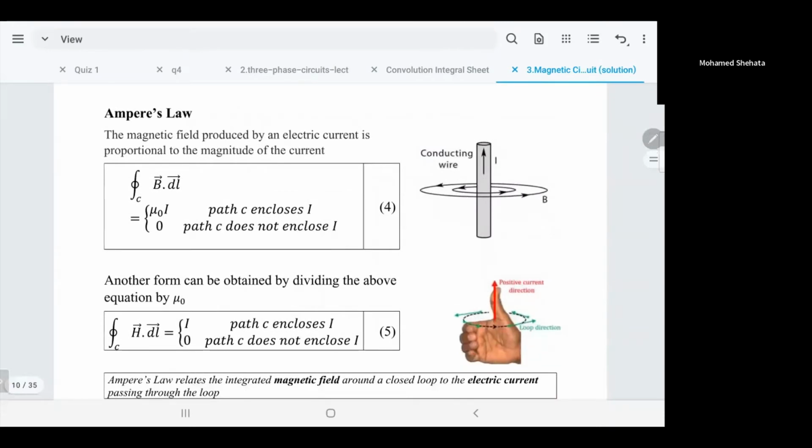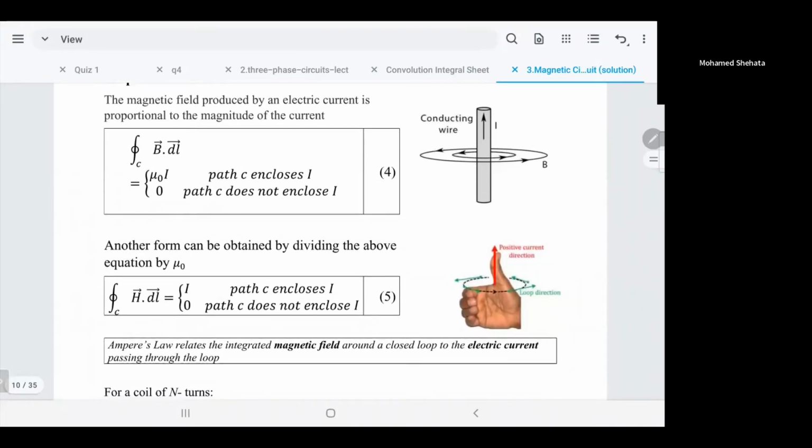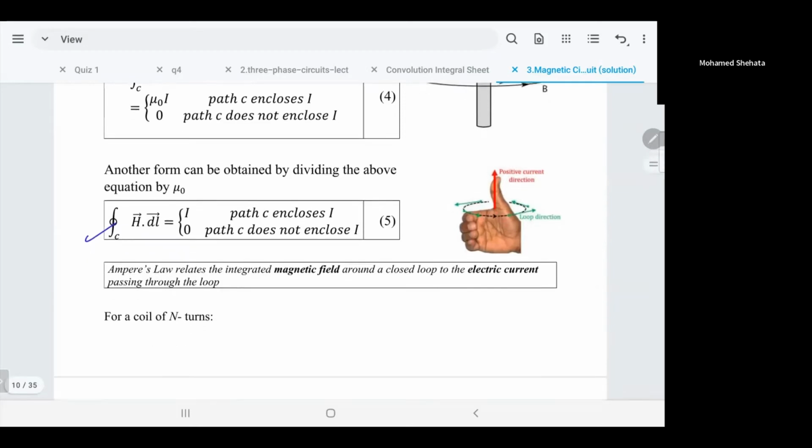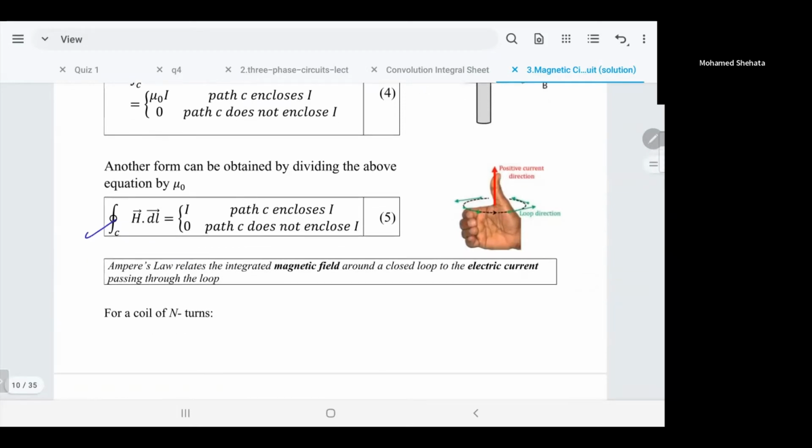Now we want to find the relationship between electricity and magnetism. A conductor carrying current produces a magnetic field B, and you can find the relationship, but the one that's important to us is Ampere's law. This is the important law that we're going to use. What does it mean? The closed integral of H dot dl equals I.